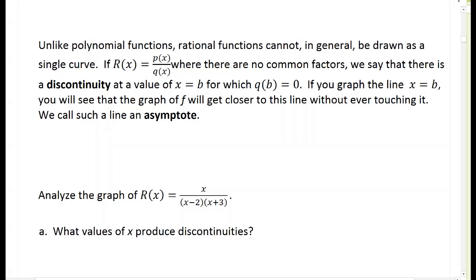Characteristics of rational functions. Polynomial functions, which we talked about in the first half of chapter 4, are all nice functions. They're smooth and continuous, meaning I can draw them with a single draw of my pen. Rational functions, where I divide two polynomials, are not like that. Rational functions have discontinuity for any value where I get division by 0. There's a break in my function when I have division by 0.